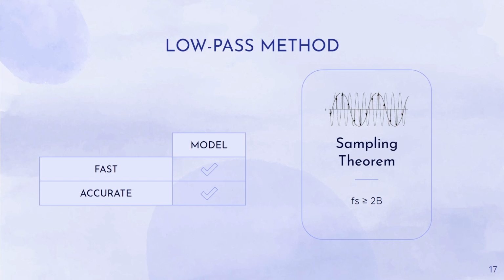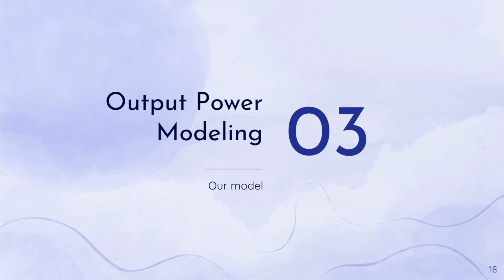Because the real input depends on the omega, that will be in the order of gigahertz, and to respect the Nyquist-Shannon sampling theorem, the lowest frequency will need a lower sample rate, running faster the simulation. Output power modeling.